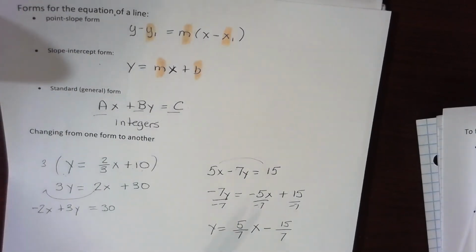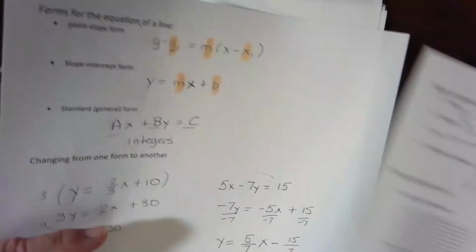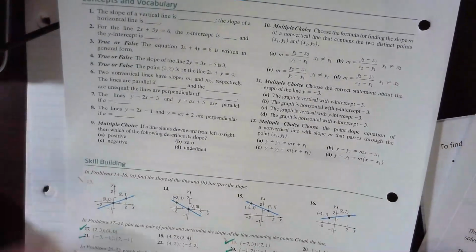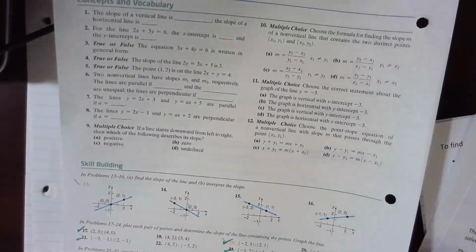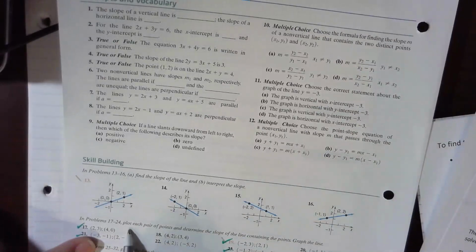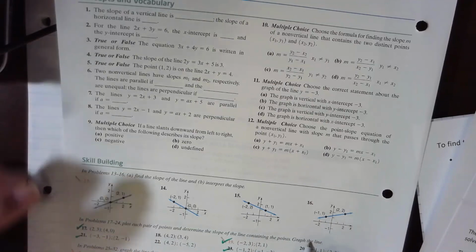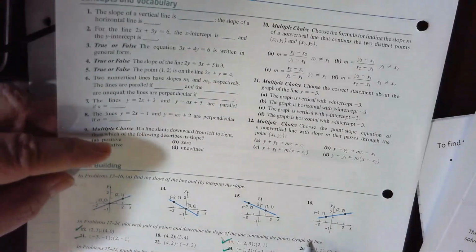Alright, that's all on the handout that we're going to need, I think, for this group of exercises. So the next thing I'm going to do is go to the book, and I'm on page 180, and I'm down here at problem number 17. And the directions say to plot the points and determine the slope and graph the line. Well, I have some choices here.